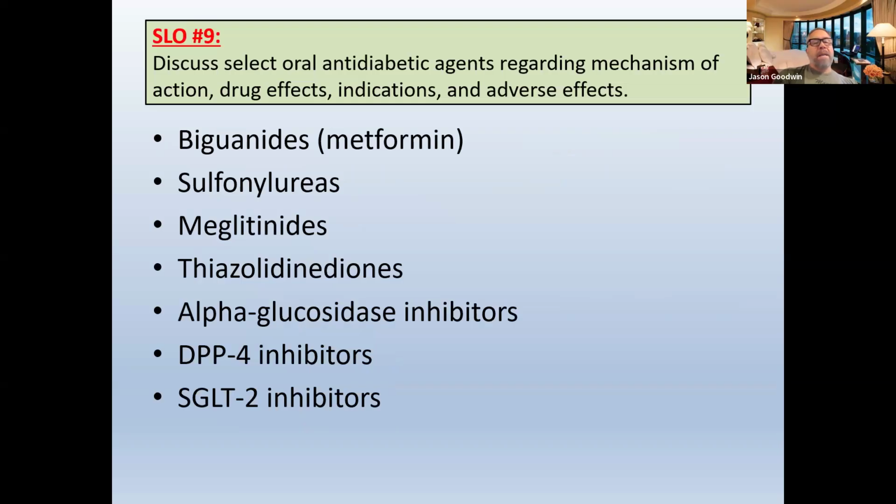So you might have heard of these. The metformins of the world, the sulfonylureas, and all of these down here you'll see. And then also what you could add to that is the GLP-1s and things like that.